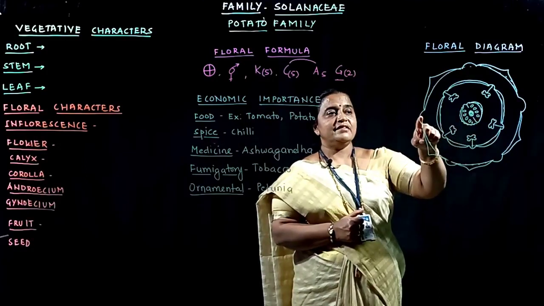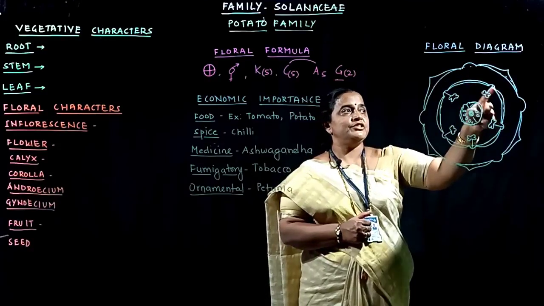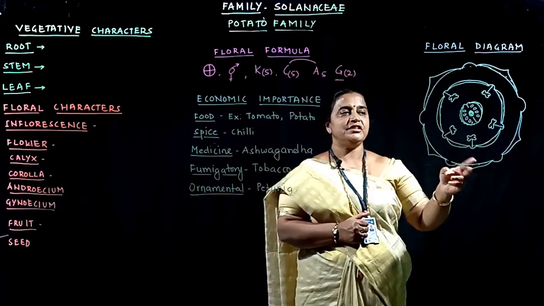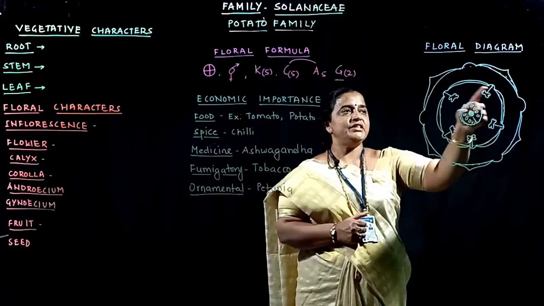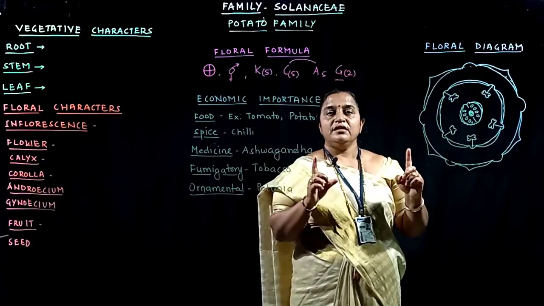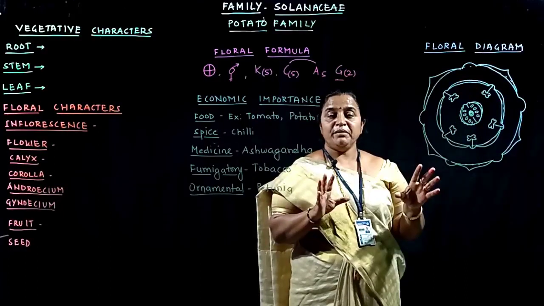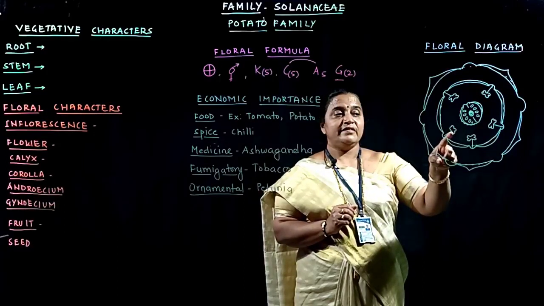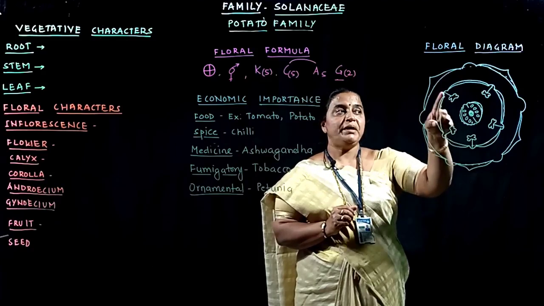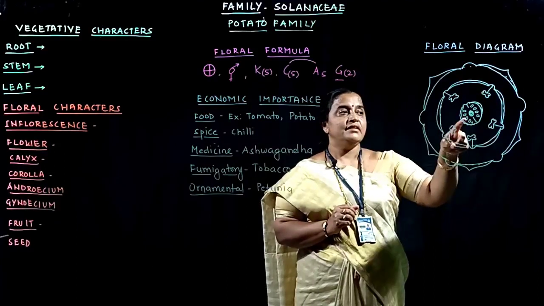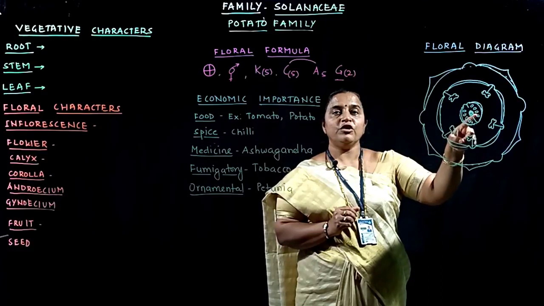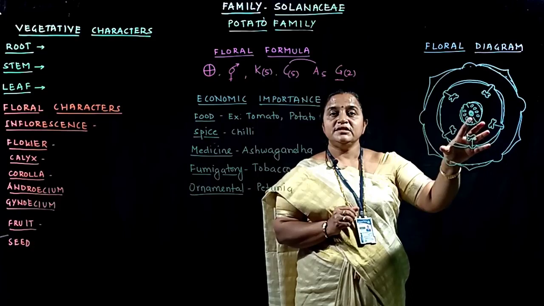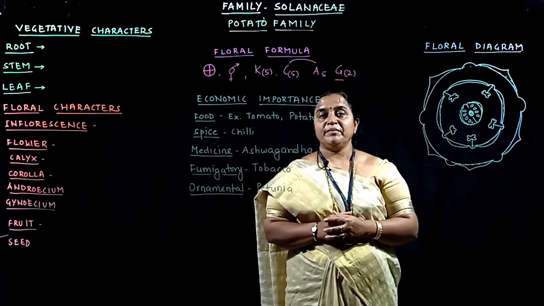As they are in valvate estivation, if you look, there are 5 sepals, the margins just touch each other. There are 5 petals, margins touching each other. So both are pentamerous, 5 members, and they are in valvate estivation. The stamen indicates attachment to the petals, so it is epipetalous. There are 2 locules in the ovary, bilocular, with many seeds. This representation is known as a floral diagram.